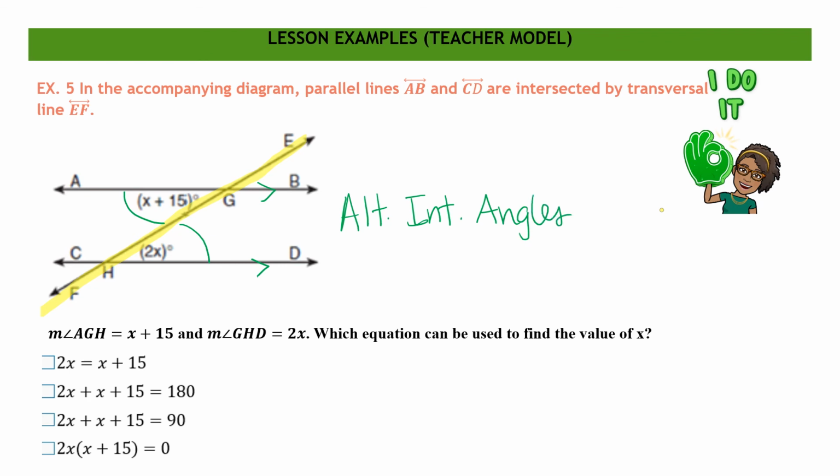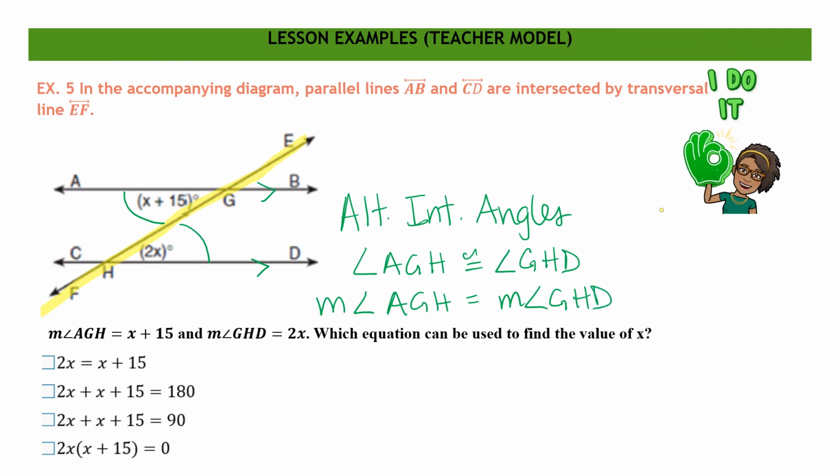So what do we know about alternate interior angles? Well, I can write a congruency statement. I can say that angle AGH is congruent to angle GHD. Because we know alternate interior angles are congruent, I can also write an equality statement. The measure of angle AGH equals the measure of angle GHD. Because these two angles are congruent, that means the measures of those angles are equal. So I'm just going to set the two values of those angles equal to each other. So which of these statements show the values of these two angles equal each other?